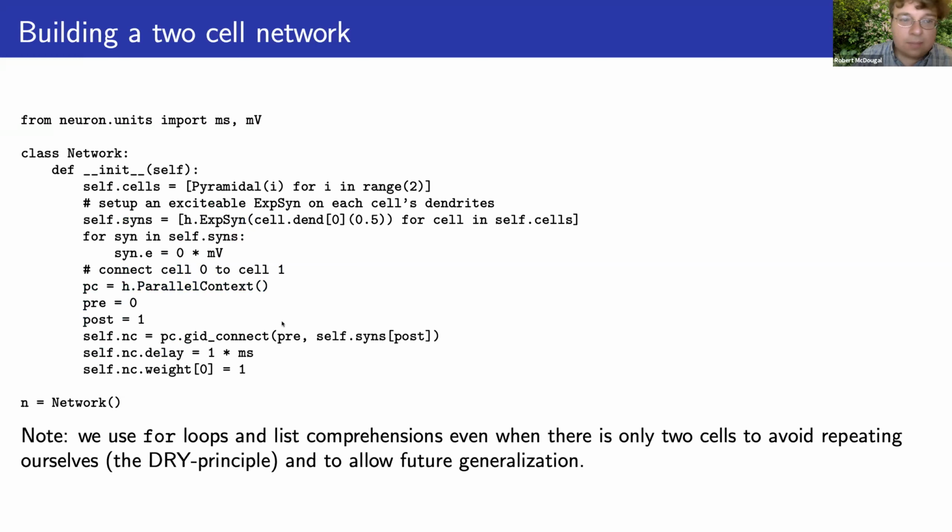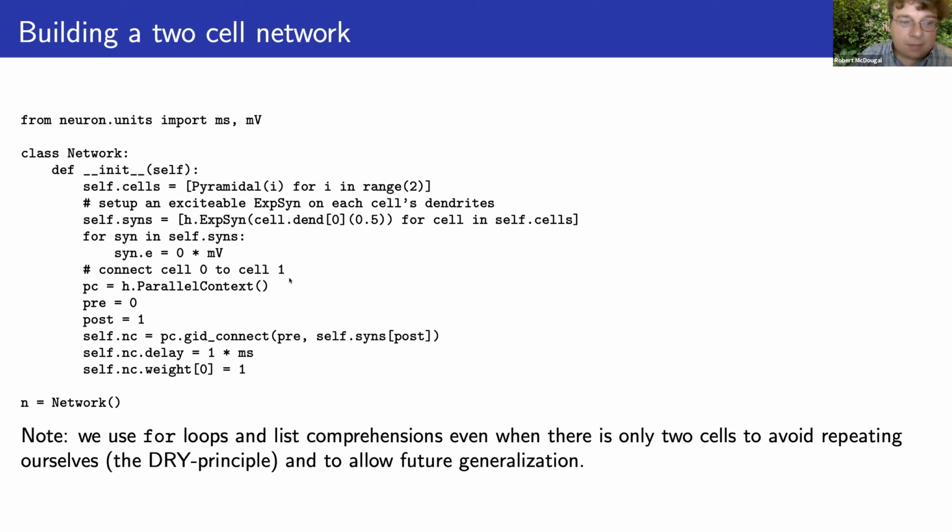So you could imagine that if you wanted to build a network, we might construct a network object. And so my network object might have a list of cells where each cell is individually also an object. And then I might have synapses that are properties of my networks, and each synapse belongs to a given cell. So here I'm going to construct a list of synapses, one for each cell, and that cell's center of the dendrite is going to be an exponentially decaying synapse. And then I'll set all of their reversal potentials to 0 millivolts.